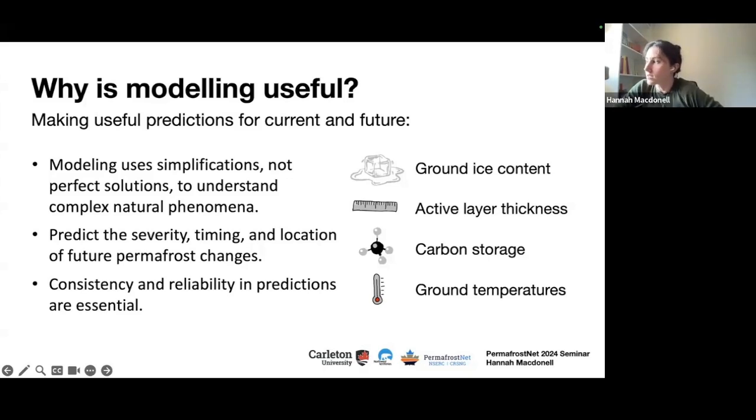And within this context, specifically at the local scale, so characterizing things like ground ice, the active layer, carbon content in the ground, and ground temperatures where we don't have direct observations available to us. However, it's important to acknowledge that there is significant variation in the predictions that are made by different models. And so if we want to ensure their reliability and their usefulness in climate change adaptation and research, we have to be able to establish trust. So, reliability and consistency in the predictions that are being made.